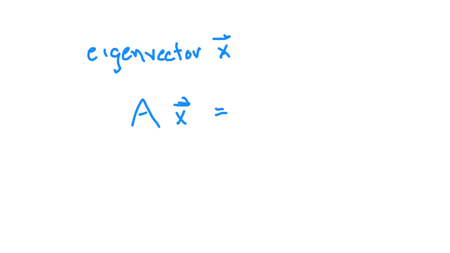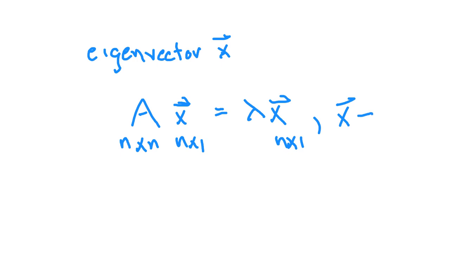Okay, so an eigenvector x is a solution to this matrix equation. And the matrix A is square, it's an n by n. The vector x is n by 1. Lambda is a scalar. And also, x is not equal to the 0 vector.